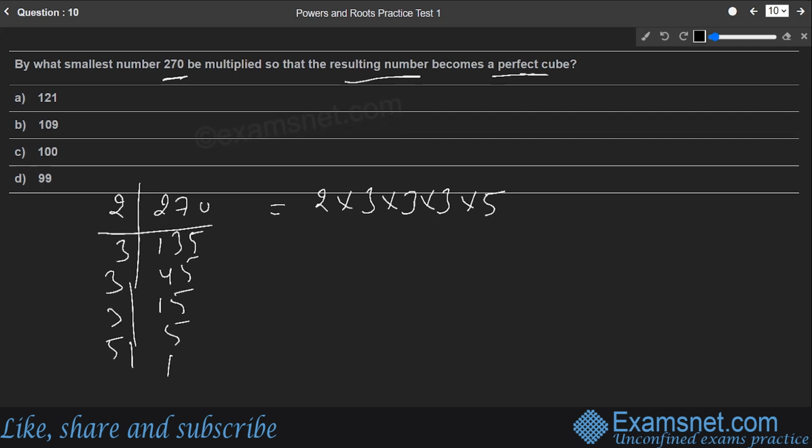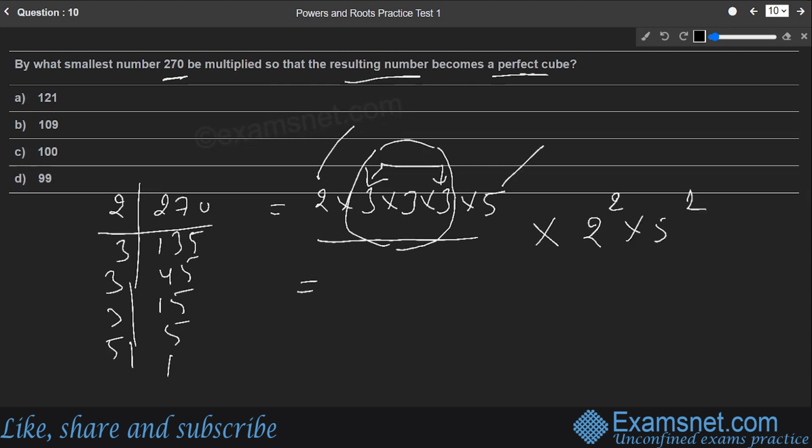So clearly we can see how many pairs are being made. They are asking for the number to be multiplied by such a number so that it becomes a perfect cube. For becoming a perfect cube, each factor should be repeated 3 times. But only 3 is a factor which is repeated 3 times. 2 is written just 1 time, and 5 is also written just 1 time. So we'll have to multiply this whole term by 2 square and 5 square. Then only you will have triplets of 3, triplets of 2 and triplets of 5.